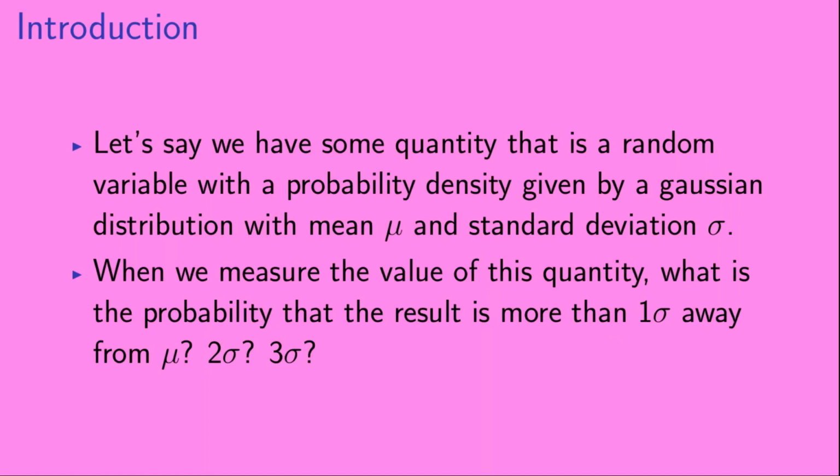So let's say we have some quantity that is a random variable with a probability density given by a Gaussian distribution with mean mu and standard deviation sigma. When we measure the value of this quantity, what is the probability that the result is more than 1 sigma away from mu, or 2 sigma away from mu, or 3 sigma away from mu?